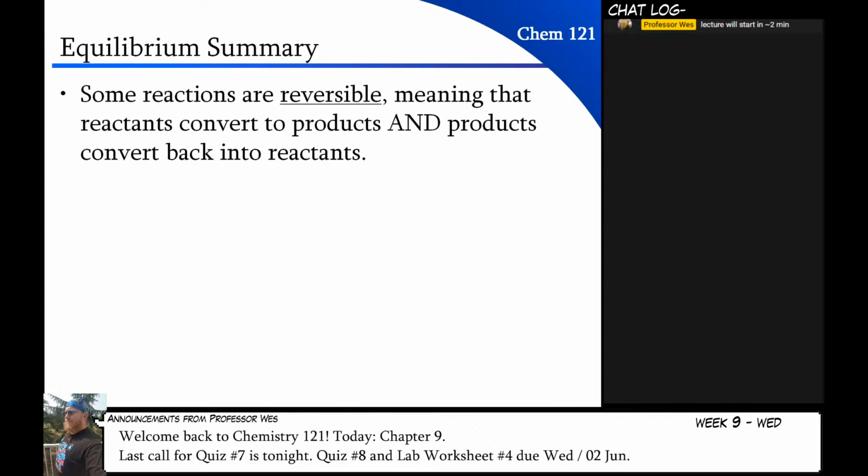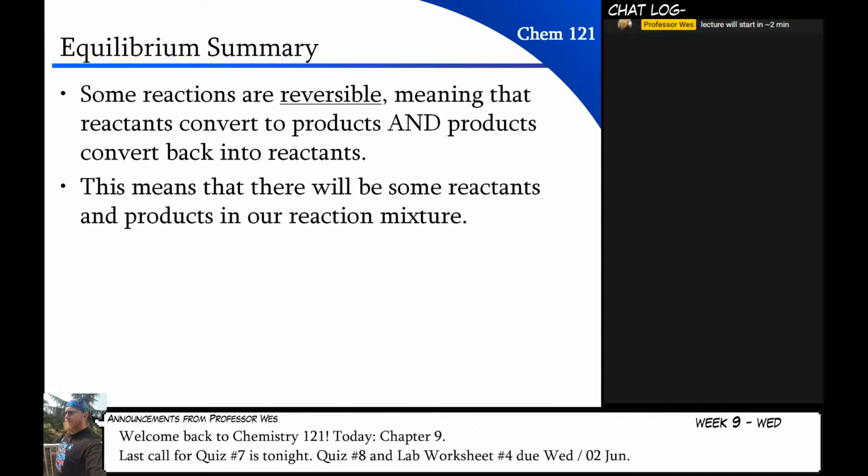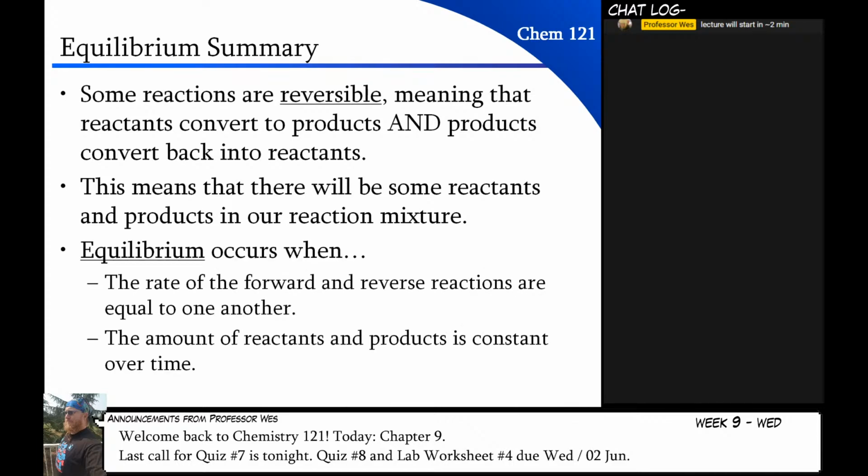It says some, but many reactions are reversible. Reactants convert to products, and products can revert back into reactants. For any equilibrium mixture, you're always going to have some reactants in your mixture. You're going to make products, but there will always be some reactants available, to some extent. And when the amount of products over time is constant, and the amount of reactants is constant over time, and the speed at which we are making products versus decomposing them back into reactants is equal, we have reached equilibrium.